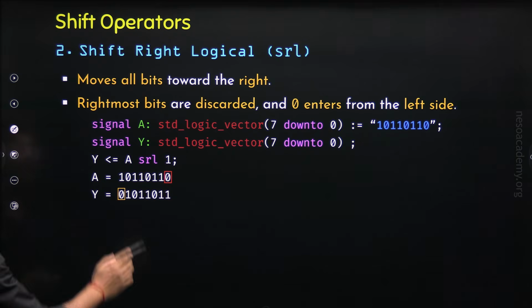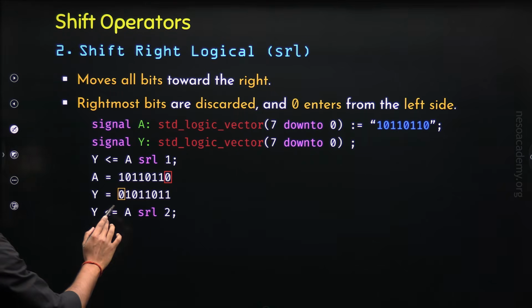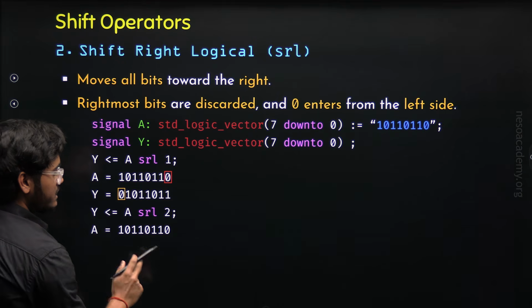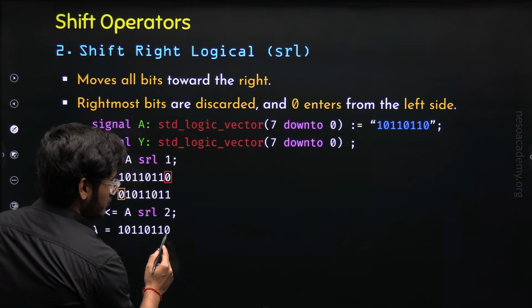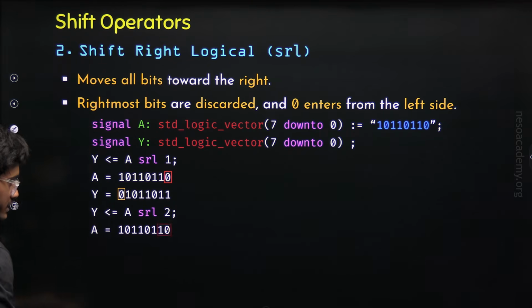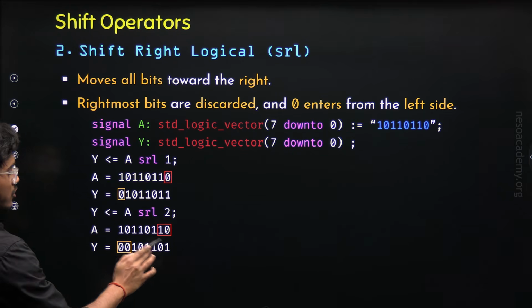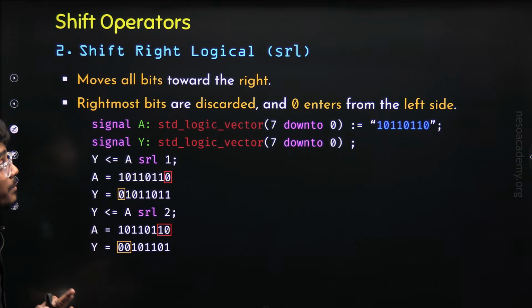In the same way, I can shift this vector to the right by two places. For that, I will write A SRL 2. This vector A will shift to the right by two places by eliminating these two rightmost bits and adding two zeros on the left side. So the output will be 0, 0, 1, 0, 1, 1, 0, 1. So this is the shift right logical operation.